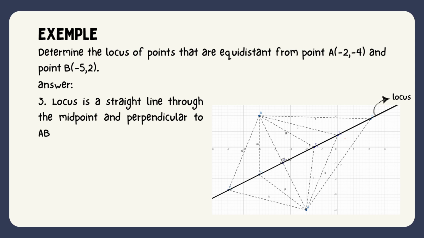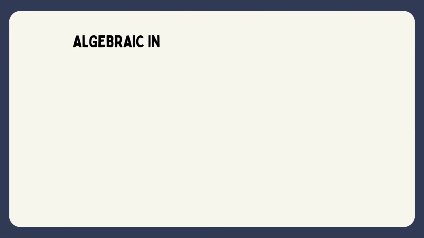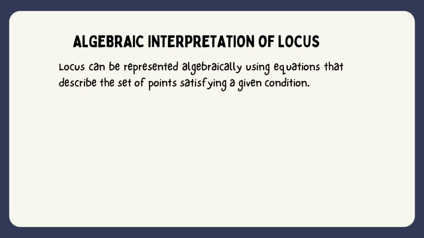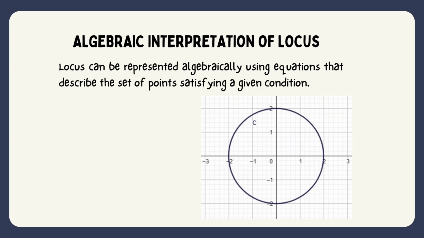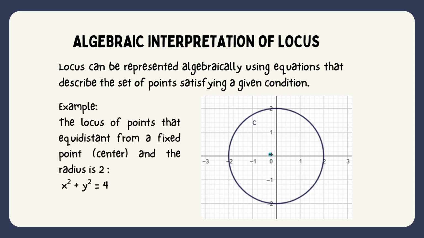Okay. The next interpretation is the algebraic interpretation of locus. Locus can be represented algebraically using equations that describe the set of points satisfying a given condition. For example, look at this picture. The locus of points that are equidistant from a fixed point, this is the fixed point (0, 0), and the radius is 2. We know the equation is x squared plus y squared equals 4.